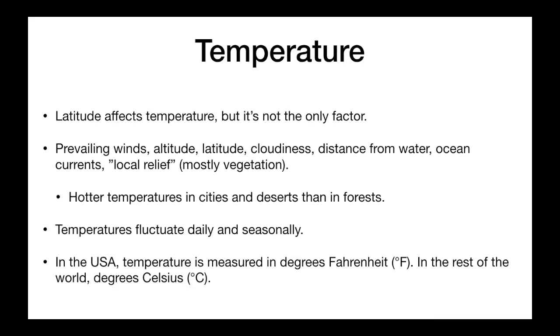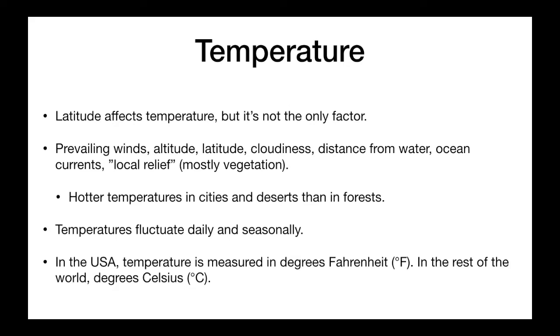Generally, you see hotter temperatures in places with less vegetation, places like cities and deserts, and you see cooler temperatures in forests. Grasslands would be sort of in the middle. Temperatures change or fluctuate both throughout the course of a day and over different seasons.